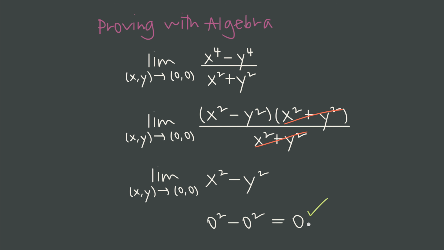What we did here was we simplified on a punctured neighborhood. Limits care about nearby points, not the whole. So even though at 0, 0, the function gives this undefined 0 over 0, when we simplify with algebra, we're left with a much simpler continuous limit. We've algebraically proven that the limit is 0.